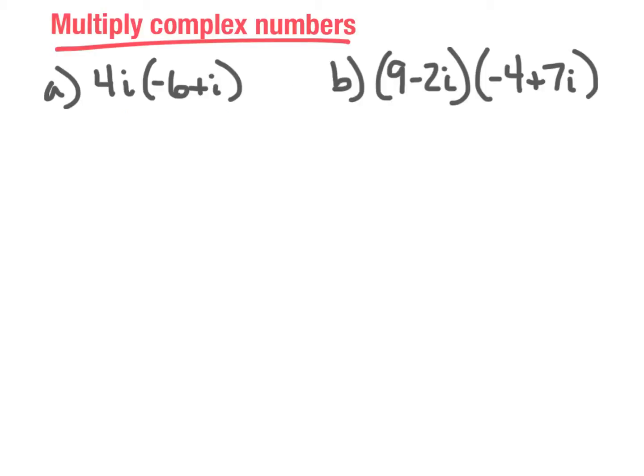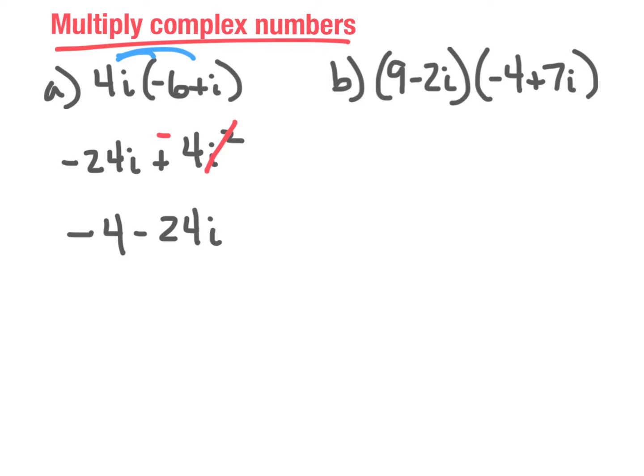All right, so let's jump into how we multiply complex numbers. Basically all the same rules apply as normal multiplication. You just have to remember that whenever you have an i squared, that's equal to -1. So here with 4i times -6 plus i, we're going to distribute the 4i to each term. That would be -24i plus 4i squared. Anytime that you see an i squared, just go ahead and cross it off and change the sign. And now I want to write this in standard form, so I'm going to put the real number in the front, -4 minus 24i.